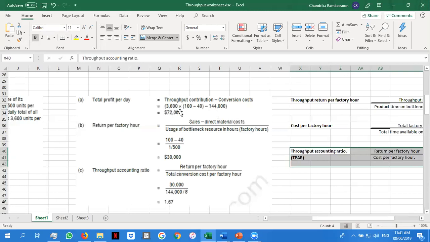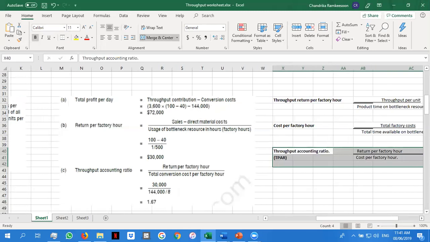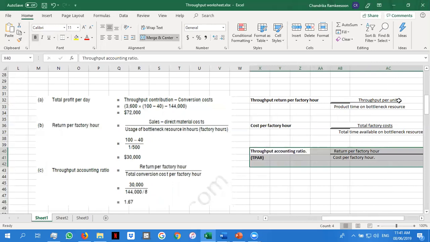Return per factory hour. Now, watch this here. Remember, the return per factory hour is throughput per unit divided by product time on the bottleneck resource. And you've been asked to calculate return per factory hour. Now, follow me on this explanation here. This return per factory hour, that's what we are calculating.